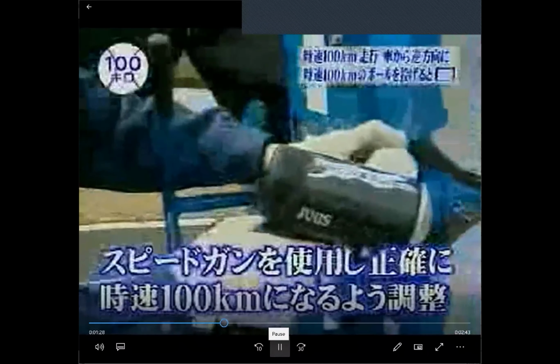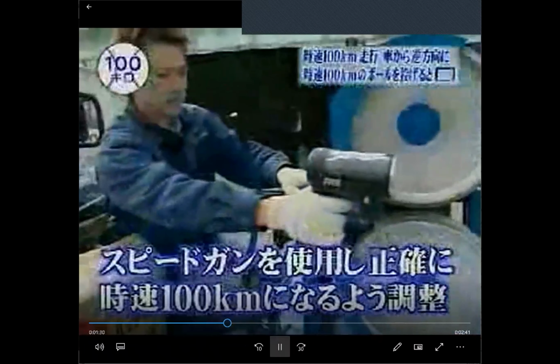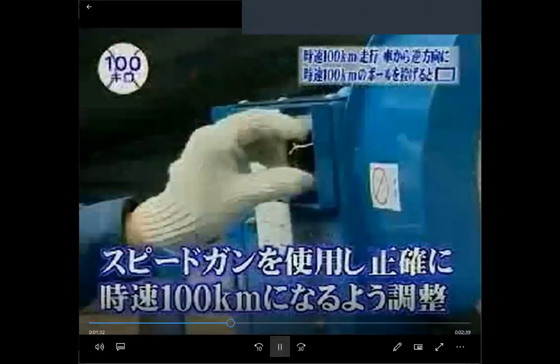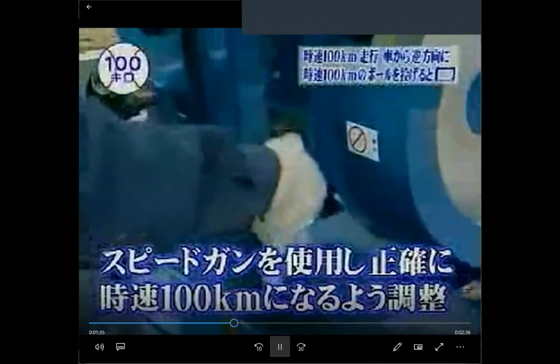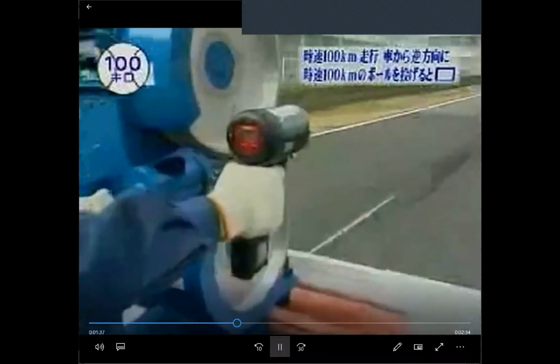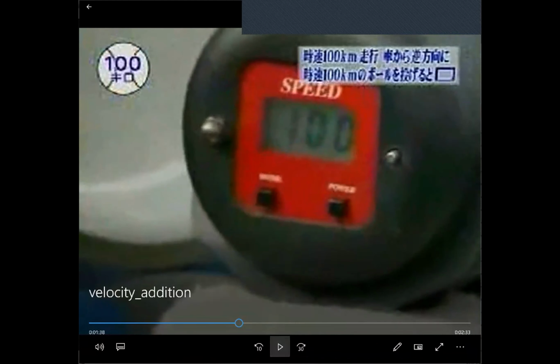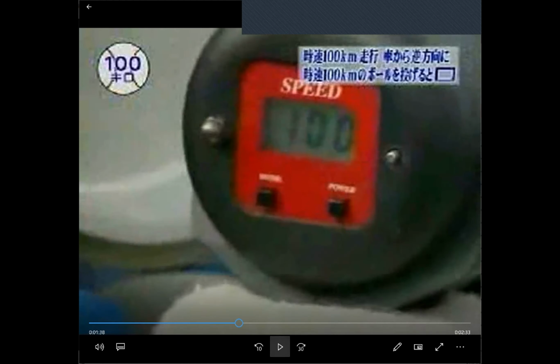Okay, so he's got it dialed in perfectly, 100 km per hour on the radar gun.